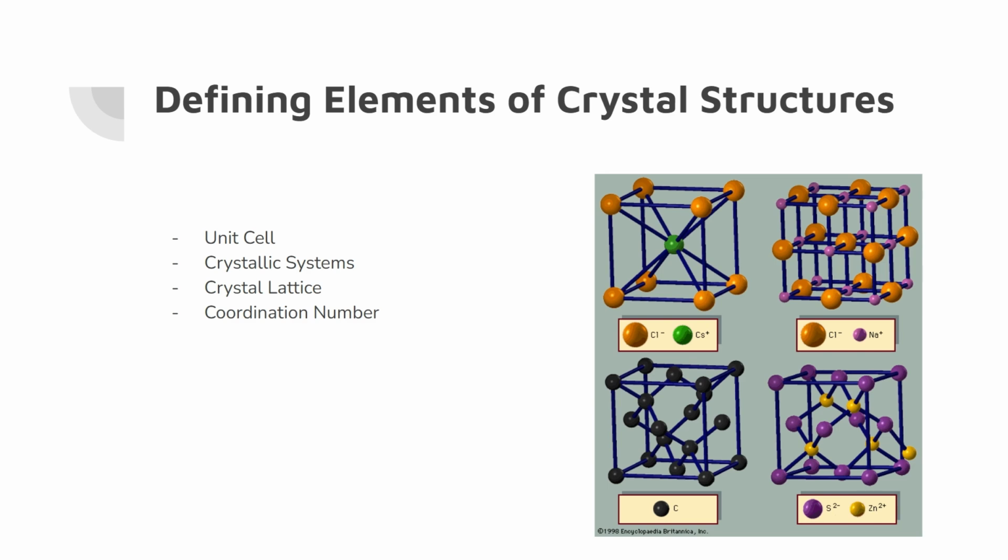We define elements of crystal structures through their unit cell, crystallic systems, crystal lattice, and coordination number. The unit cell is the smallest repeating unit containing full symmetry of a certain crystal structure. Crystals have 7 crystallic systems, all based on the geometry of their cells. Crystal lattice is used to describe a repeating 3D pattern of atoms in a crystal, and the coordination number refers to the amount of closest neighbor atoms within the structure, also giving information on how tightly packed the structure is.